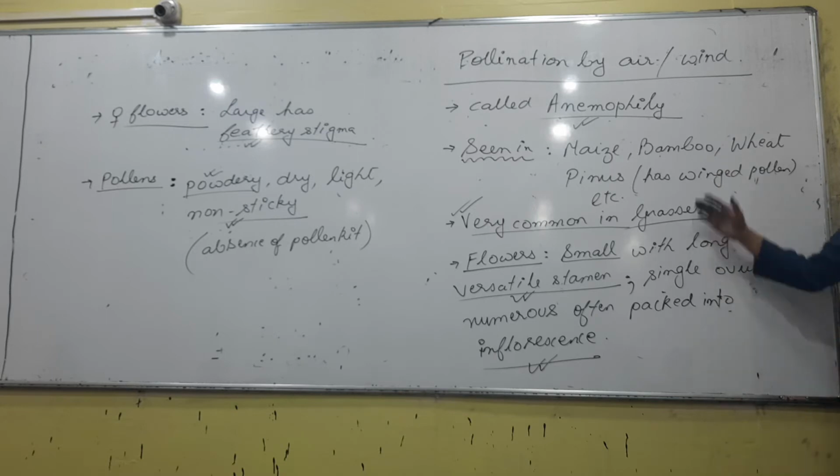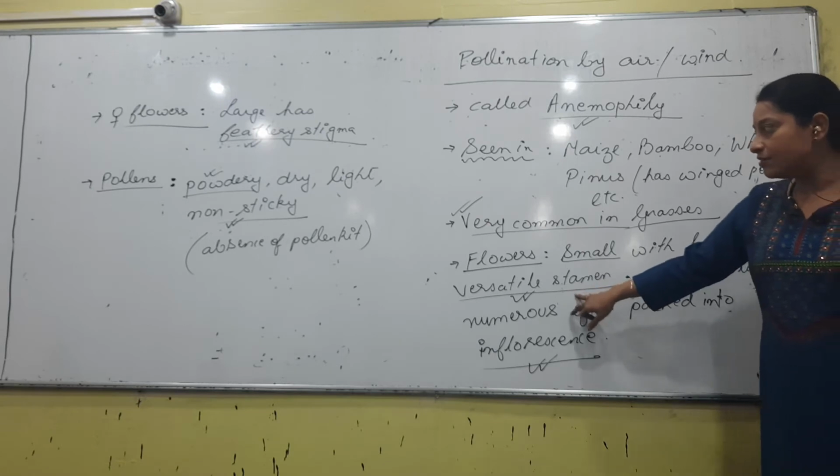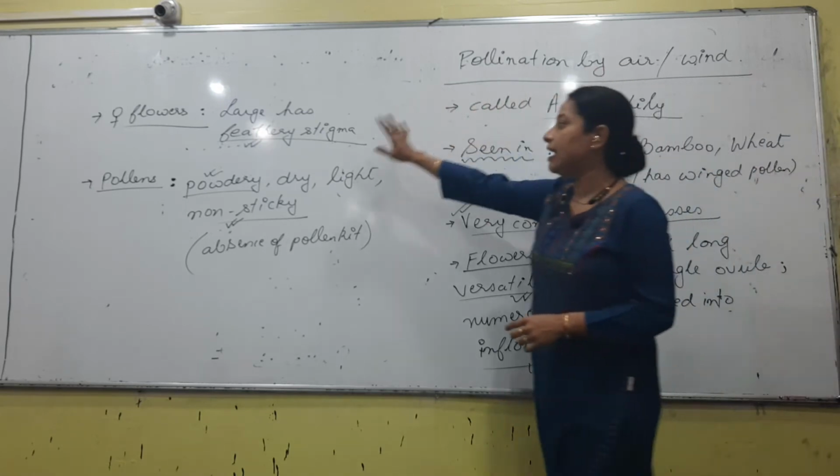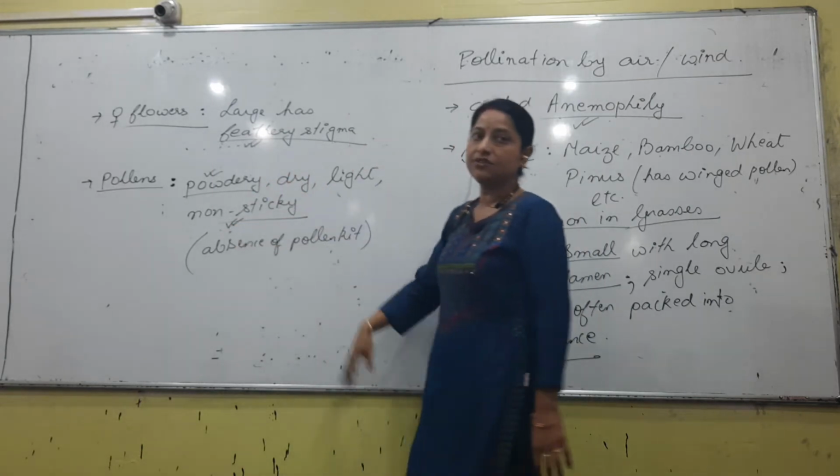right? And some of the points are from the GK point of view. Obviously, if it has to float in air, it has to be small, it has to be light, etc. We have written something called a single ovule because if more ovules, the flower will be heavy. Right. So, certain points from GK point of view, certain points that you have to put a stress on. Versatile stamen, very important, very common in grass, this is also important, this one important, and non-sticky nature and feathery stigma.